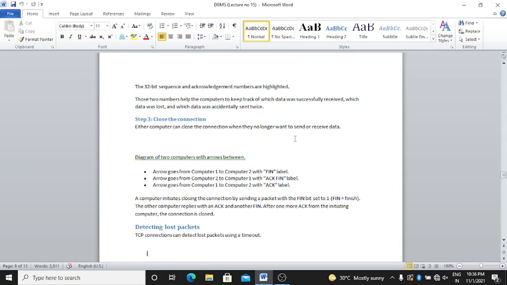A computer initiates closing the connection by sending a packet with the FIN bit set to 1. FIN means finish. The other computer replies with an acknowledgement and another FIN. After one more acknowledgement from the initiating computer, the connection is closed.